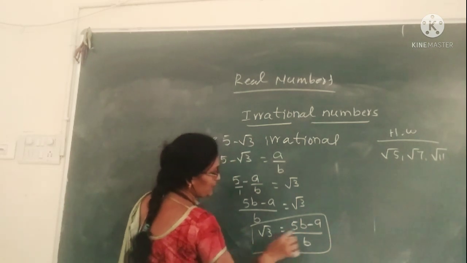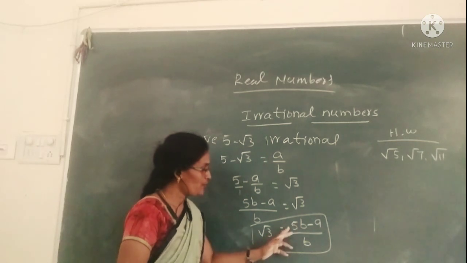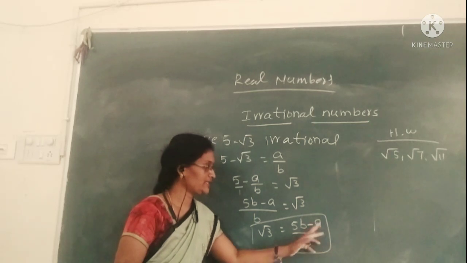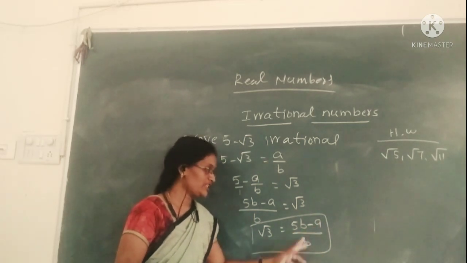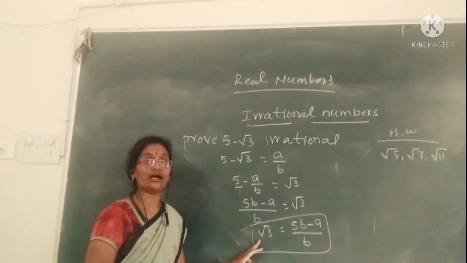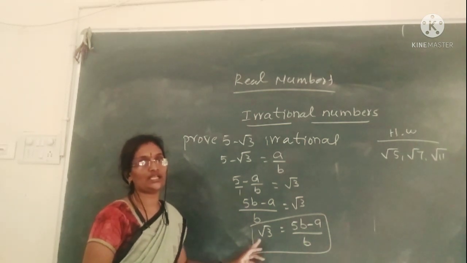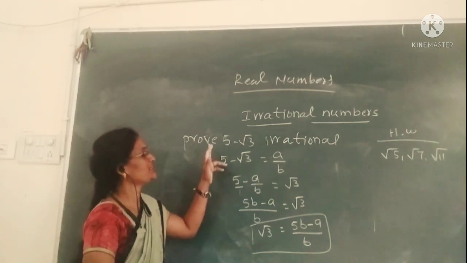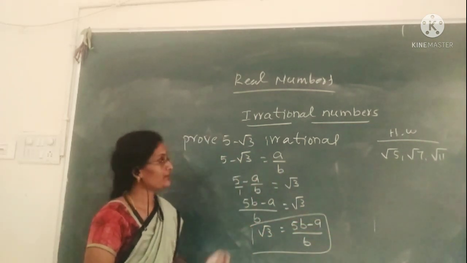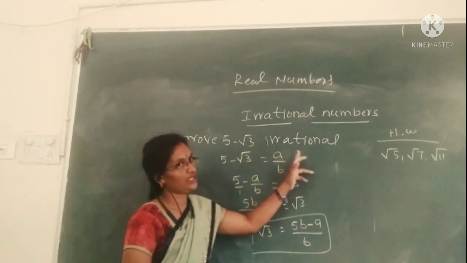So root 3 is equal to (5b minus a) by b, where a, b are integers. So (5b minus a) by b is a rational number, and so root 3 is also a rational number. But this contradicts that root 3 is an irrational number. So root 3 is irrational, and so 5 minus root 3 is also an irrational number.